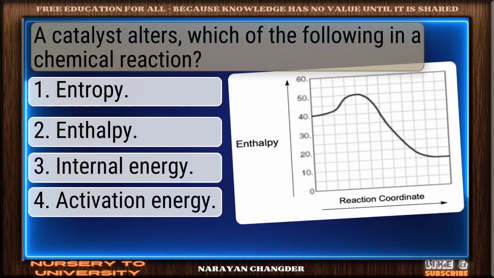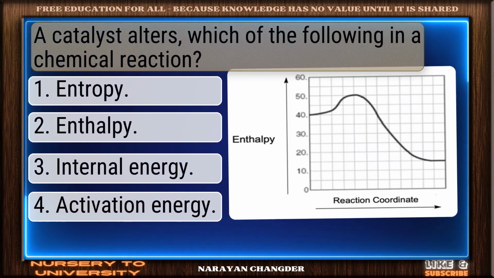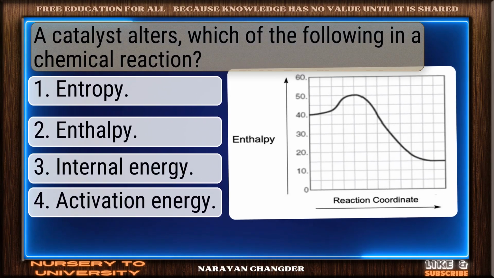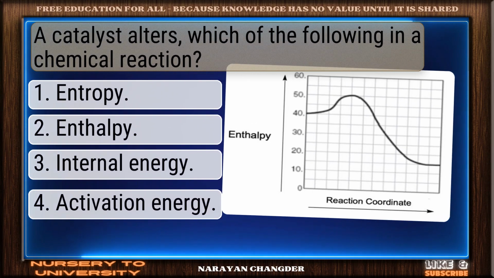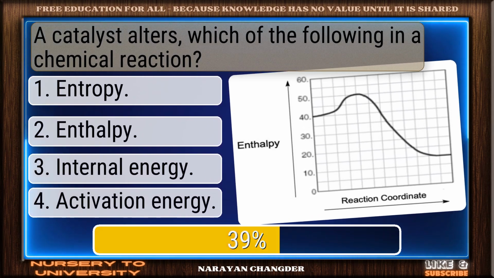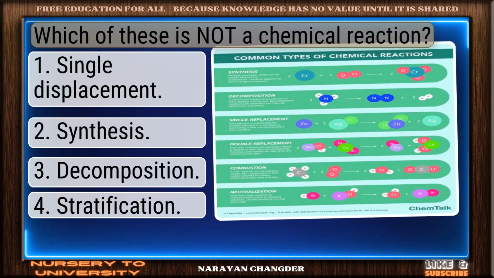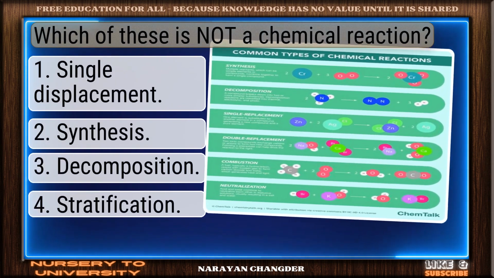A catalyst alters which of the following in a chemical reaction? Option 1, entropy. Option 2, enthalpy. Option 3, internal energy. Option 4, activation energy. Activation energy is correct.